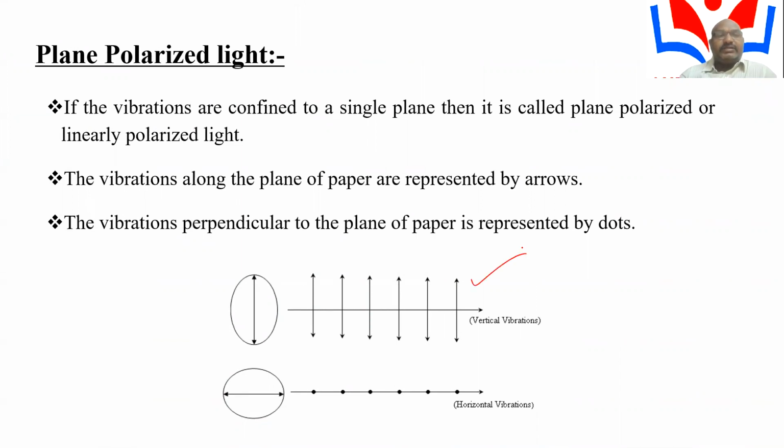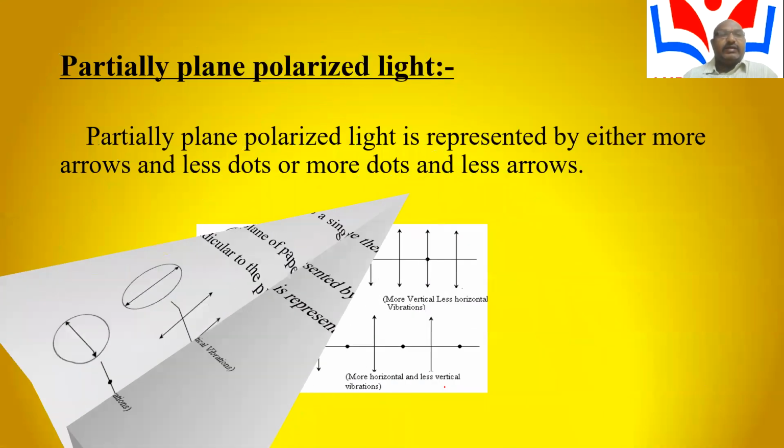Arrows. The vibrations perpendicular to the plane of paper are represented by dots. That is called the vibration perpendicular to the plane of paper, represented by dots. That is called plane polarized light.